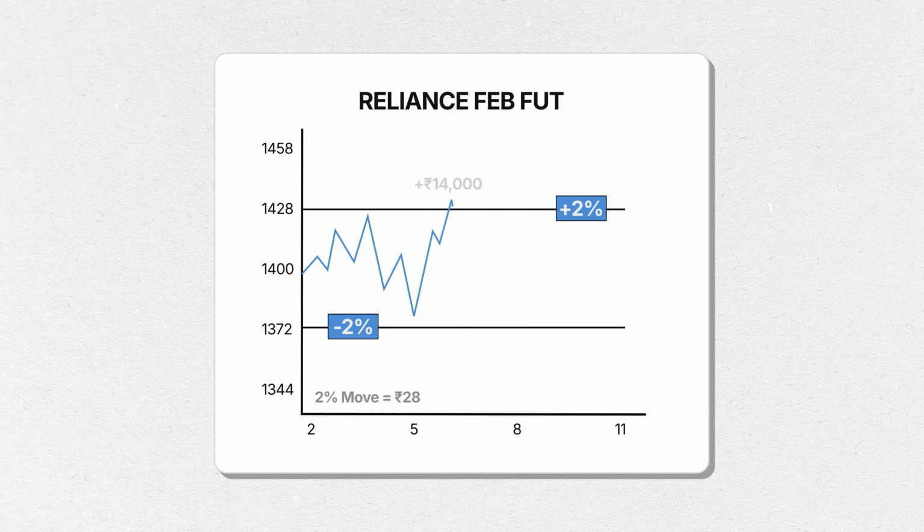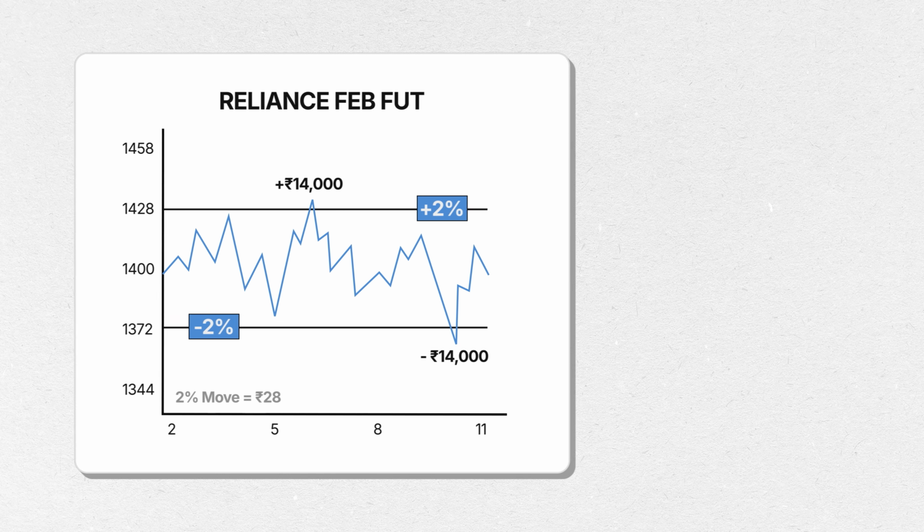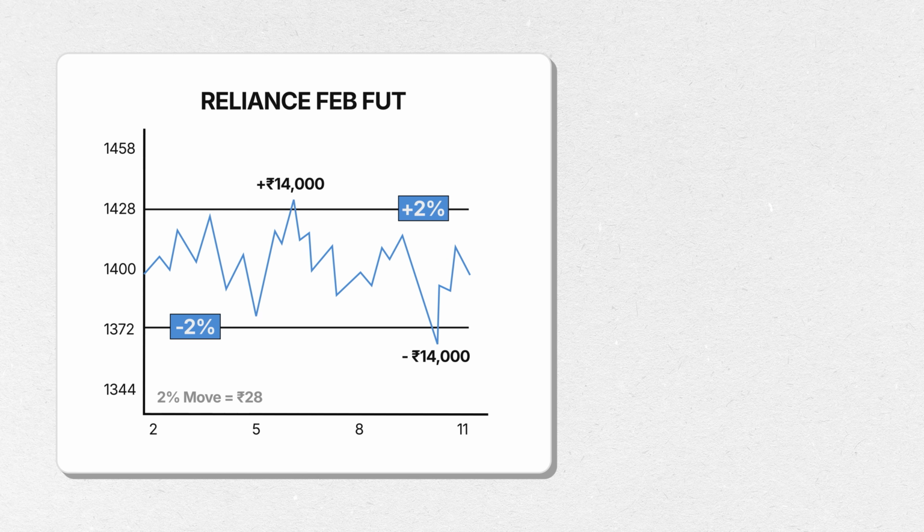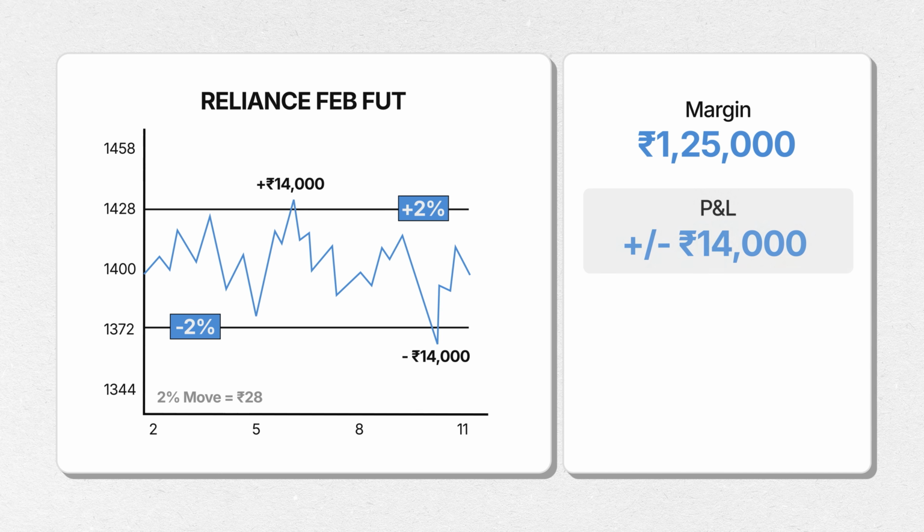A 2% move in Reliance is roughly 28 rupees. For one lot of futures, that translates to a profit or loss of about 14,000 rupees, since the lot size is 500 units. When you look at the 14,000 rupee move relative to the margin of 1.25 lakh, it amounts to an 11.2% swing in your capital. A small move in the underlying stock suddenly becomes a very large move in your account.